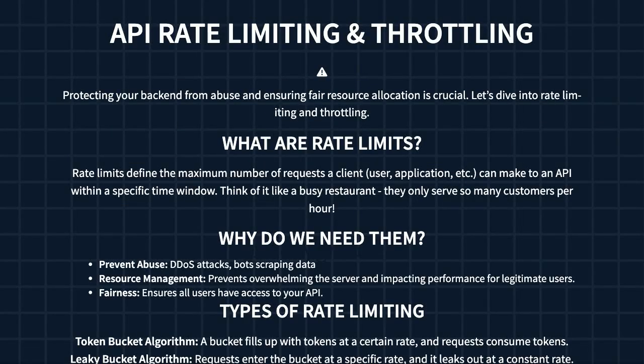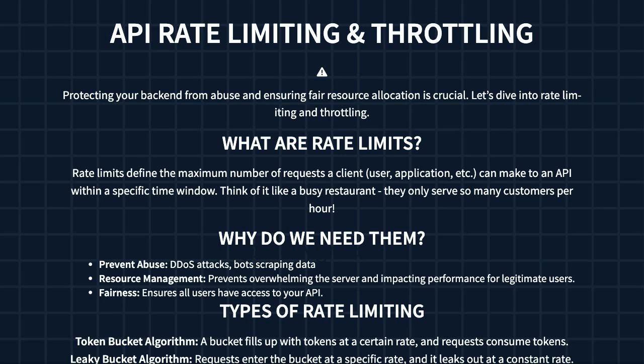Okay, let's talk about protecting your backend API, specifically with rate limiting and throttling. These are super important for preventing abuse like denial of service attacks or bots from overloading your system. Rate limits simply define how many requests a client can make in a certain amount of time, kind of like a restaurant only serving so many customers per hour.